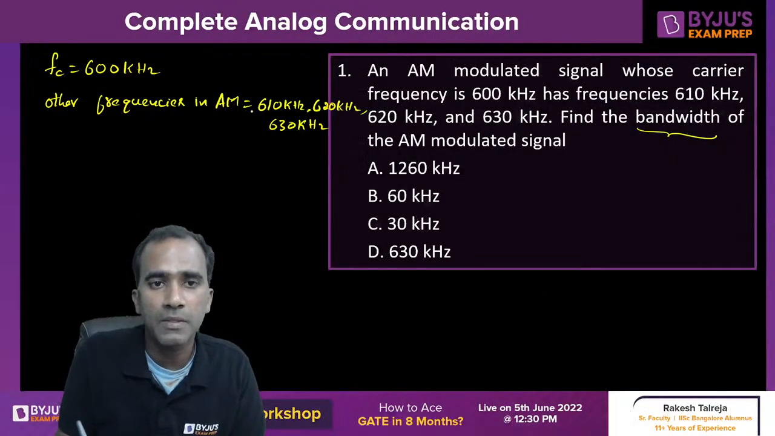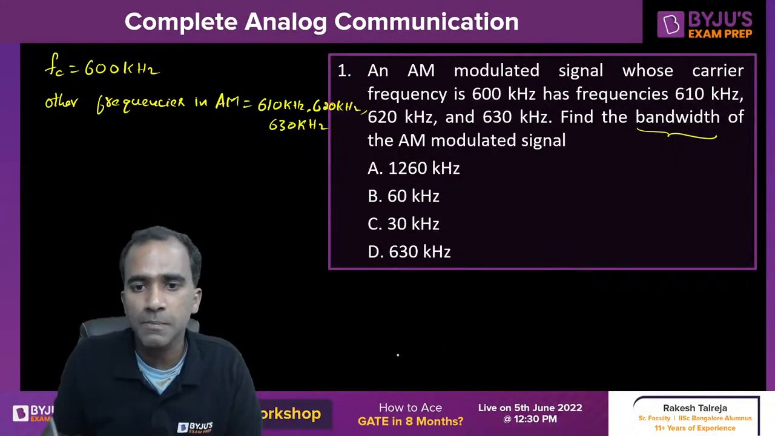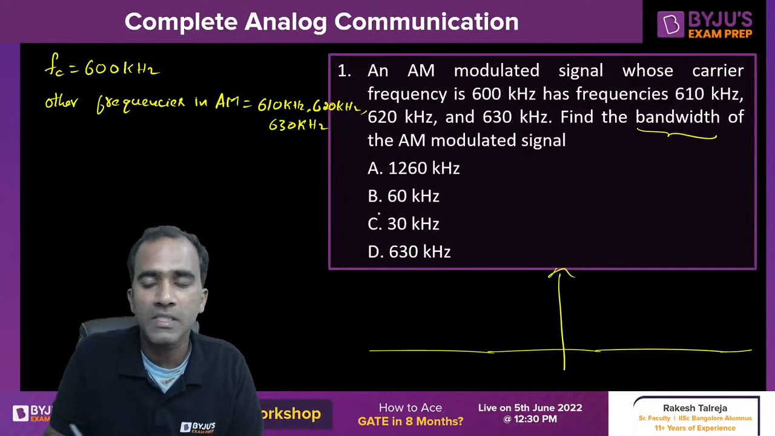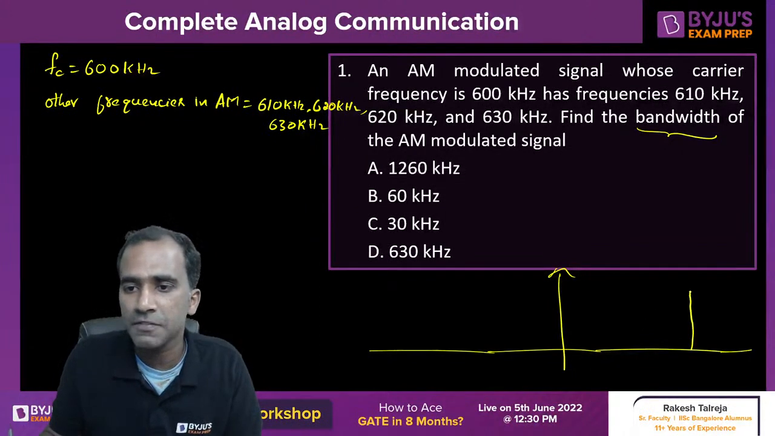So what are the frequencies present here? Let us plot the spectrum of the signal here. The carrier frequency is 600 kilohertz, which means there is an impulse at fc, which is 600 kilohertz here.